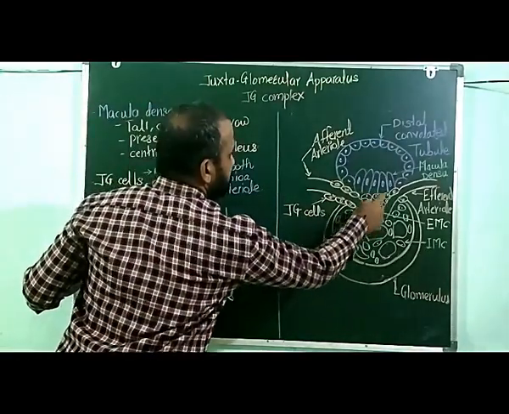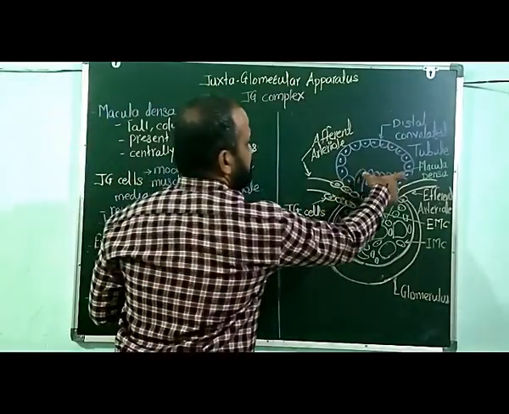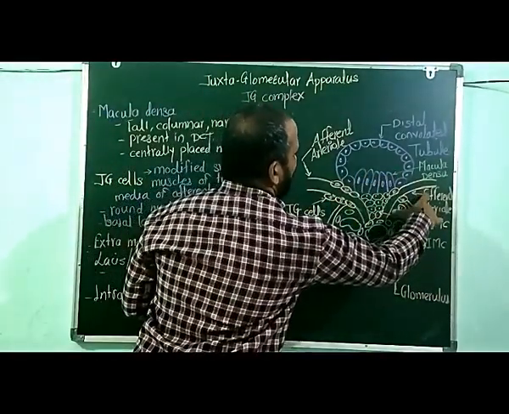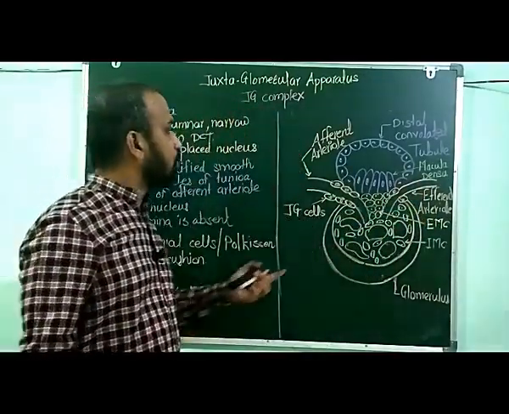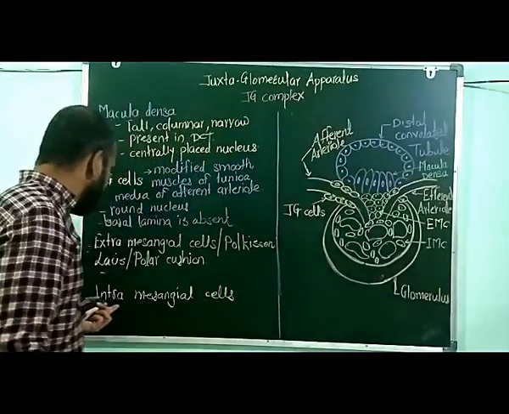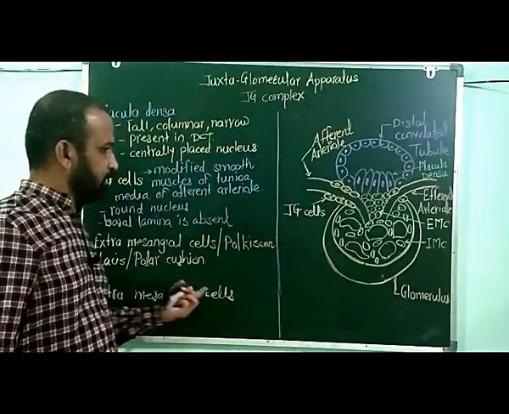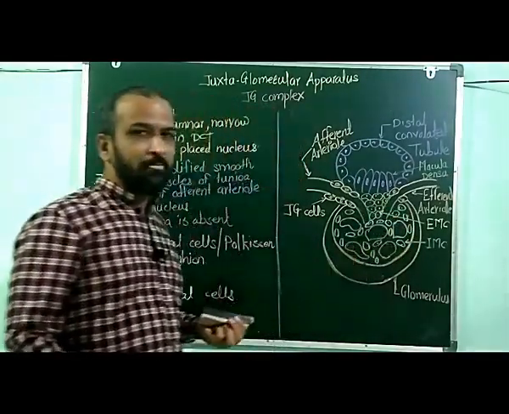These are the cells which are present in between the distal convoluted tubule, afferent arteriole, efferent arteriole, and the vascular pole of the Bowman's capsule. The next cell type is the intramesangial cells, which are present in between the glomerulus.